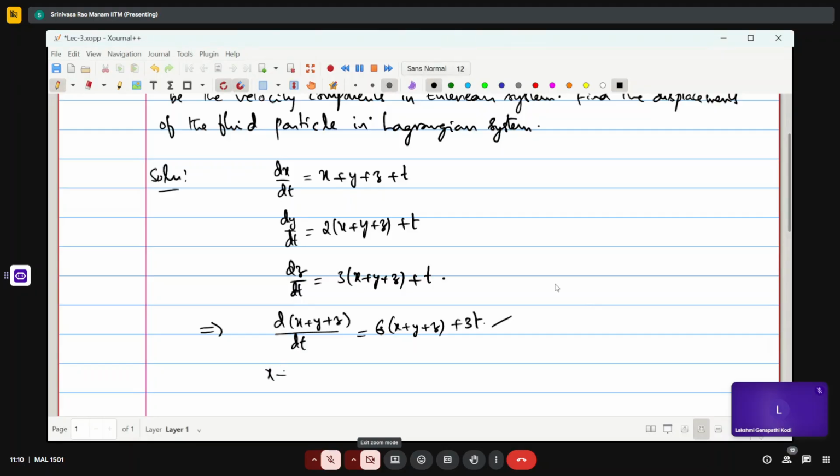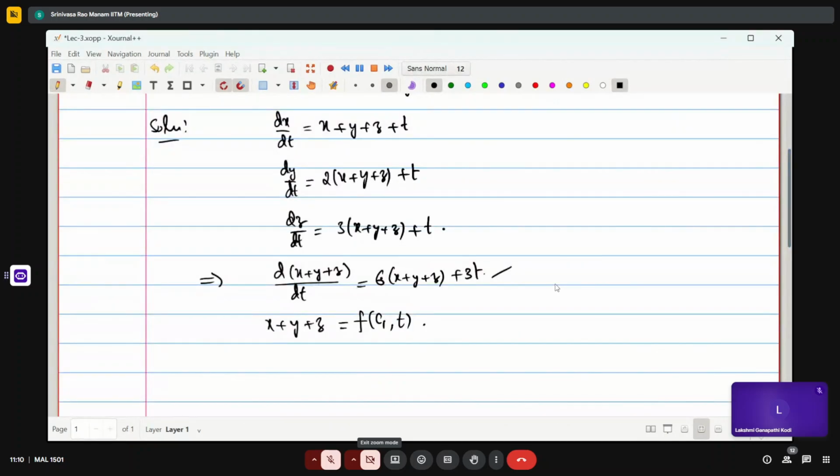So you solve this, x plus y plus z, the sum of x of t, y of t, z of t. You will get some function of t and c1. Yes, sir, c1 and t. That relates x plus y plus z, and you use this one. So you put x plus y plus z here and substitute in the second equation.